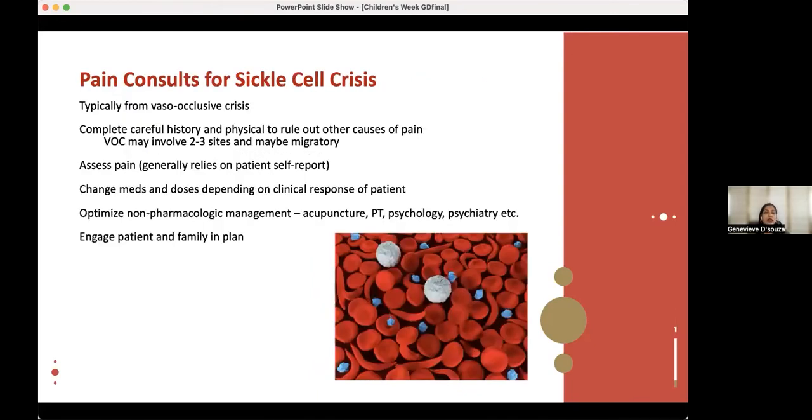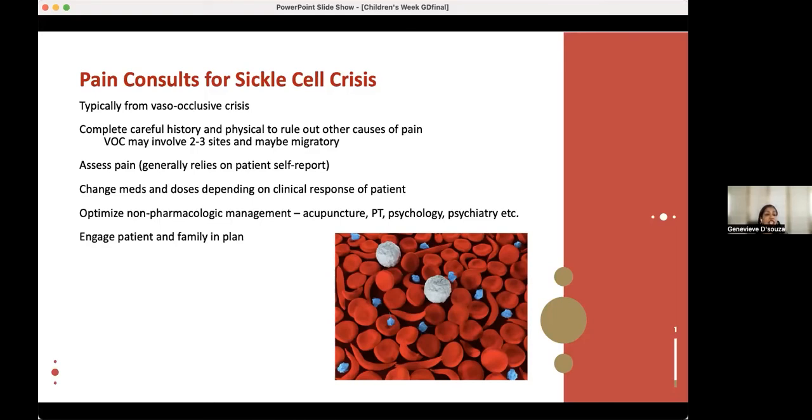We get consults for sickle cell crises, which occur from vaso-occlusive crises. And these are real crises, because pain management is important. Otherwise, these patients can have more pain crises and can have chest occlusions. And you want to take a careful history and physical to rule out other causes of pain.